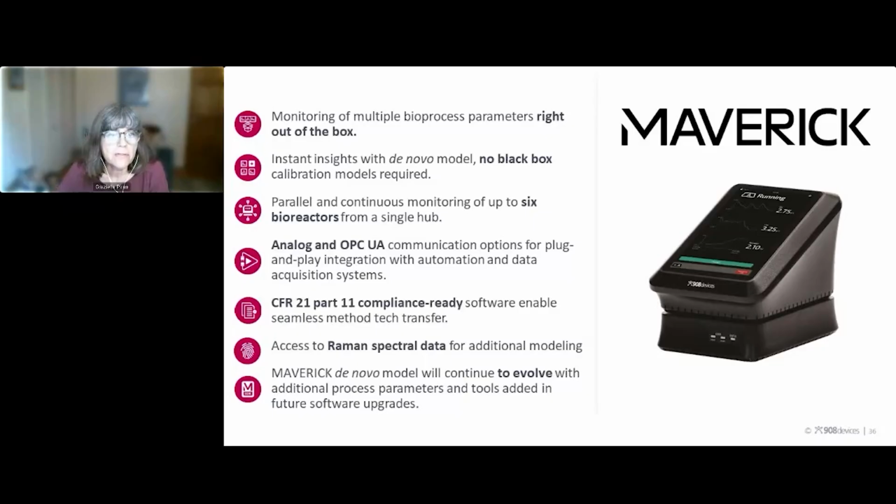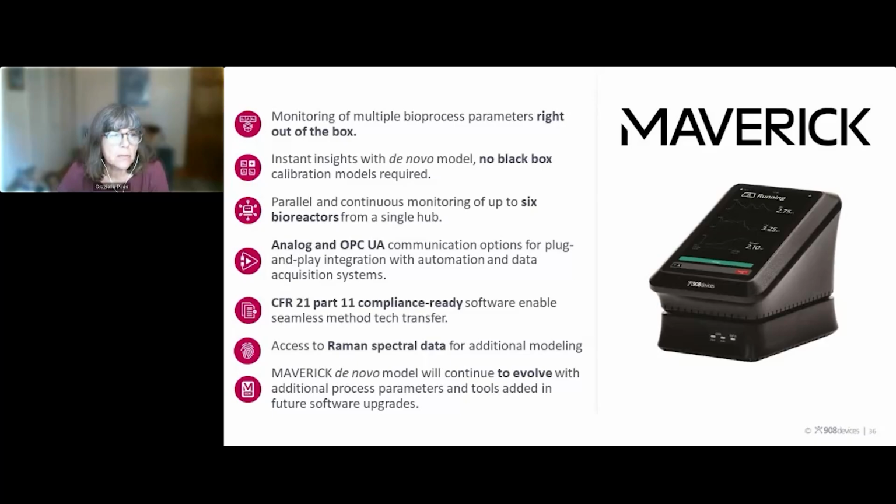So in summary, basically the Maverick, shown here again as the inline analyzer of the 21st century, can be used to monitor multiple bioprocess parameters right out of the box. No modeling required. But if someone wants to do more modeling for more parameters, definitely the Raman spectral data is available.